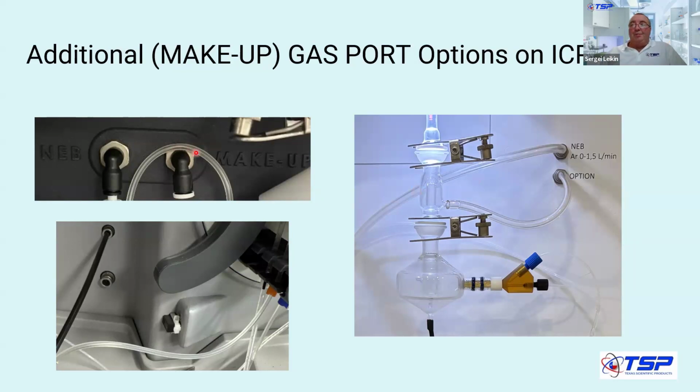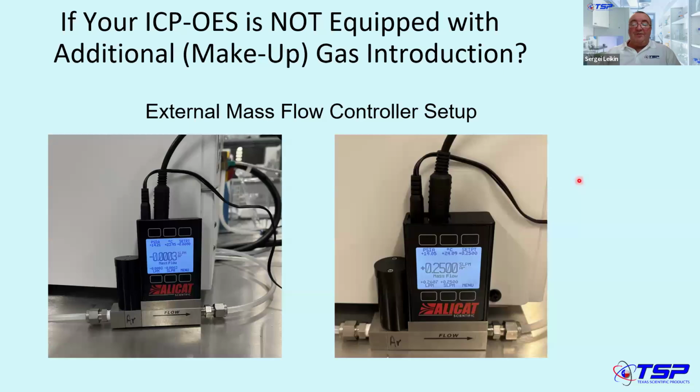Here are different pictures from different instruments showing that your instrument might already have a setup for additional gas. Here is how it looks on Agilent. It's called makeup gas. This is from Thermo, and this is from Spectro. Now, what happens if your instrument doesn't come with this hardware set up?